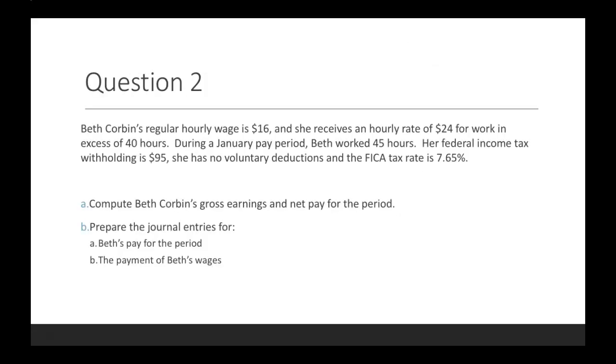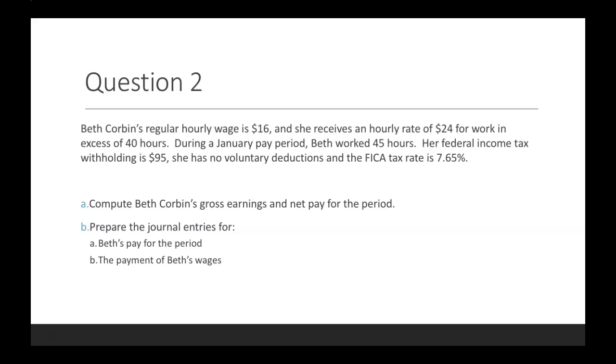Now question number 2 says Beth Corbin's regular hourly wage is $16 and she receives an hourly rate of $24 for work in excess of 40 hours. So she gets time and a half for overtime. During a January pay period, Beth worked 45 hours. Her federal income tax withholding is $95. She has no voluntary deductions, and the FICA tax rate is 7.65%.